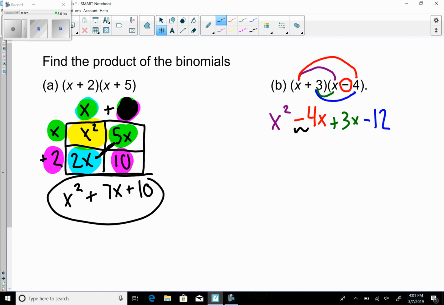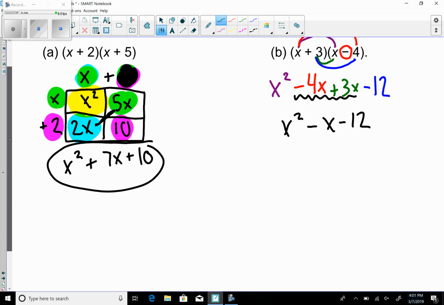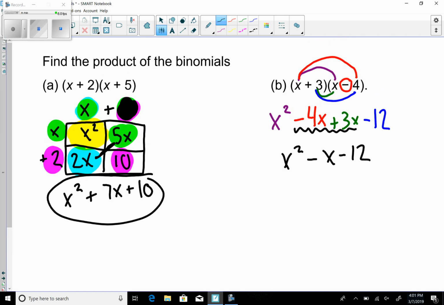Again, make sure that you're just finding those like terms. Since your binomials are in standard form, your two common terms ended up right next to each other. So in the end, you'll come up with x squared minus x minus 12. If you like the box method better, I'll just show you that one really quick, just because it's super fast.